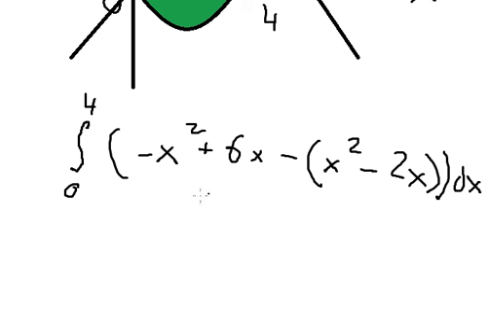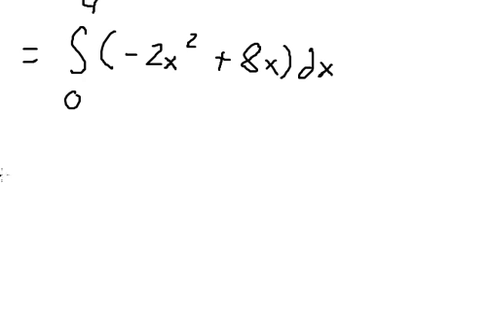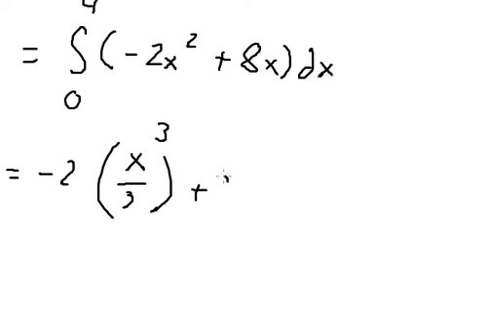And now we need to calculate this integration. So negative x squared, you get negative 2x squared. 6x minus negative 2x, you get positive 8x. And now we have the final answer. The integration of x squared, we have x to the power of 3 over 3. This one, we have x squared over 2.